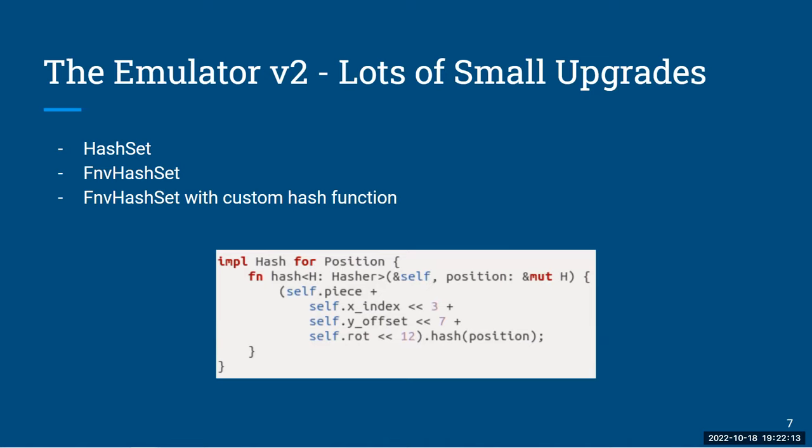So we switched from hash set to the simpler Fowler-Noll-Vo algorithm. And Fowler-Noll-Vo, FNV, is actually the same algorithm used for Python dictionaries. And this by itself, the simpler algorithm, sped up our entire program by a factor of about two. But this was still our bottleneck at this point.